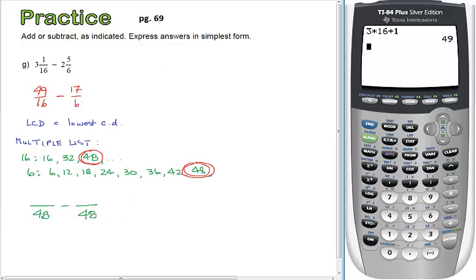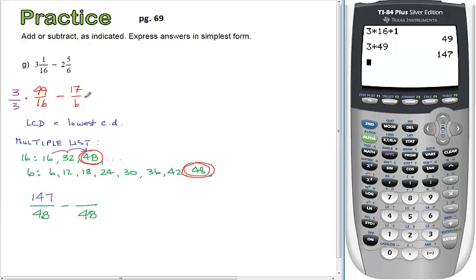Now how do I change them both to over 48? We'll go back to the originals. What do I multiply 16 by to get 48? Well, it's the third in the multiple list, so 3 times 16 would be 48. And whatever you multiply the bottom by, you must multiply the top by, right? 3 times 49. Of course, that's 147. So we write that here, 147.